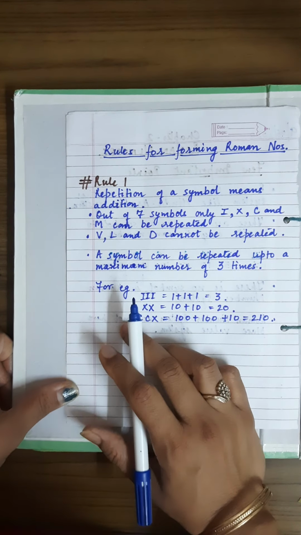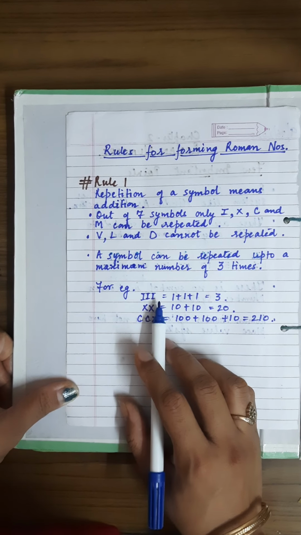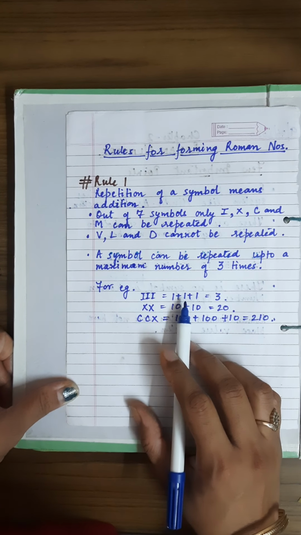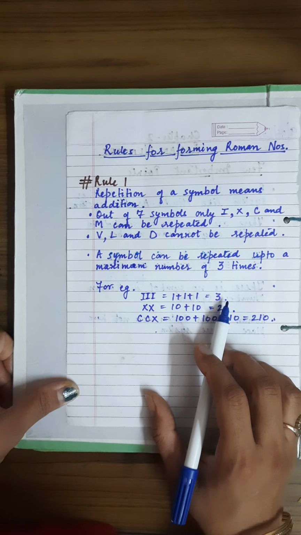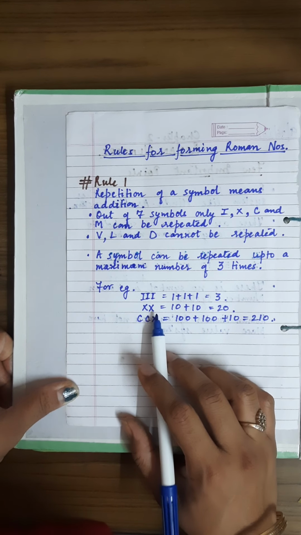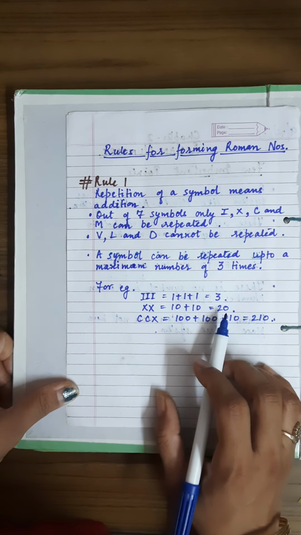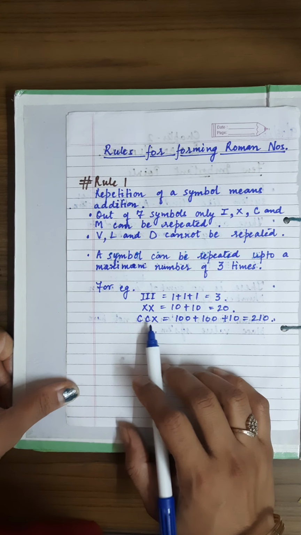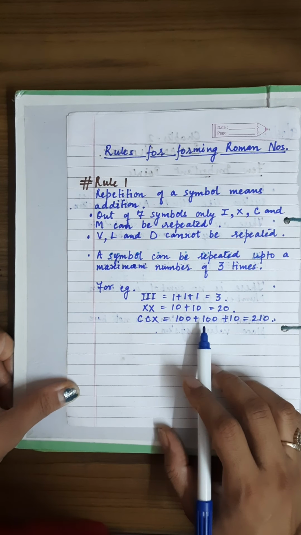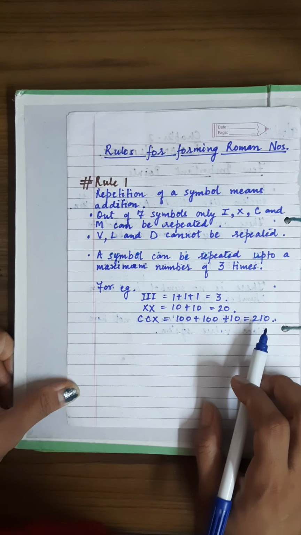Now for example, if I have written III, that means 1 plus 1 plus 1, that is 3. XX, that is 10 plus 10, that is 20. CCX, that means 100 plus 100 plus 10, that is 210.